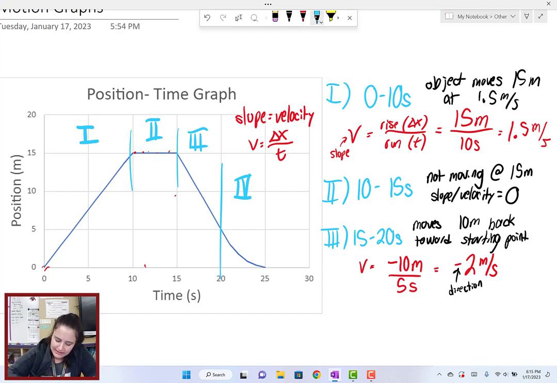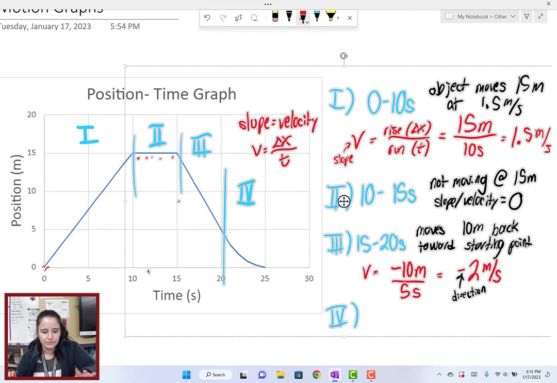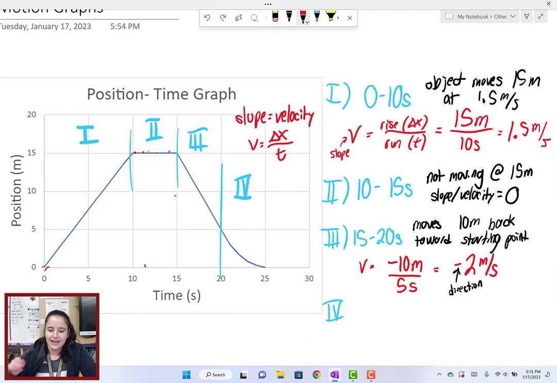And last but not least, the curvy part. So here, let's think about what's going on here. It starts off at like the same slope as 3, but then it starts curving until it gets kind of flat. So if the slope is the velocity and the slope itself is changing and getting flatter, what does that say about the motion of the object? It's slowing down. Whenever you have a curve on a position time graph, that means the object is accelerating.